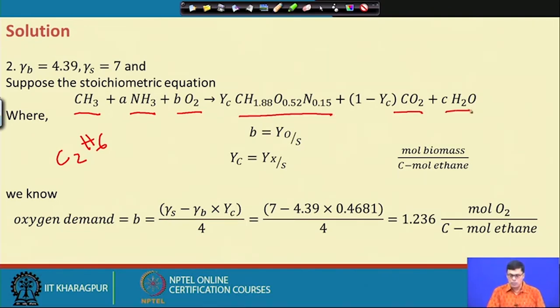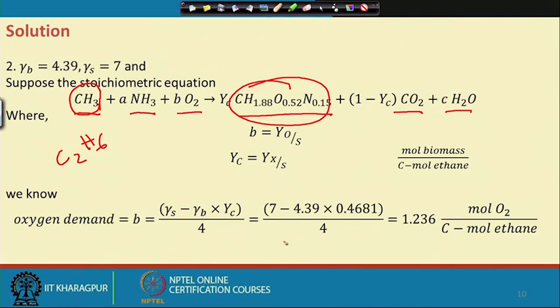This is the equation we have, and from that we can find out different coefficients. This is substrate, this is the cell mass, that way we can develop the gamma S value. You can calculate the gamma B value, and from that you can also determine this B value, because the YC value you already calculated, the gram moles of biomass produced per gram atom of ethane. So if you know that, you can put it in this equation, and it comes to about 1.236, that is moles of oxygen per gram atom of ethane.